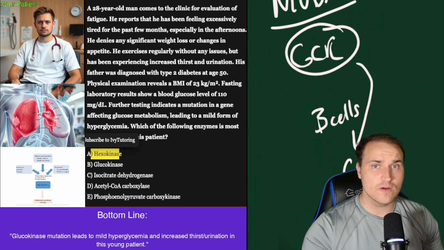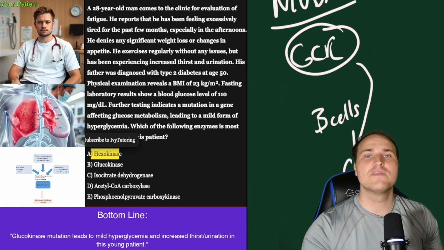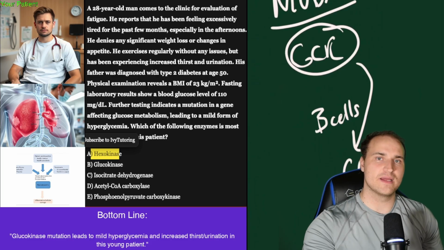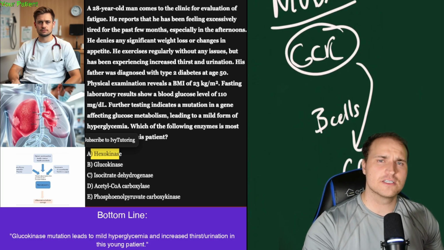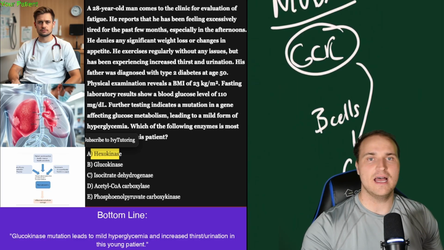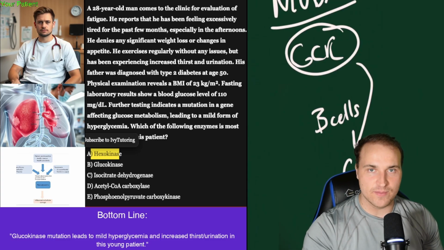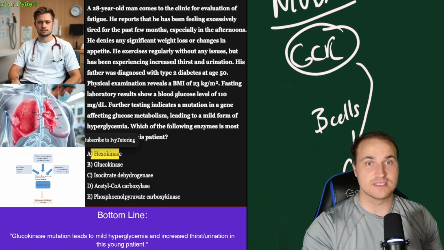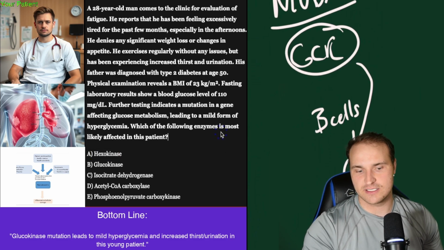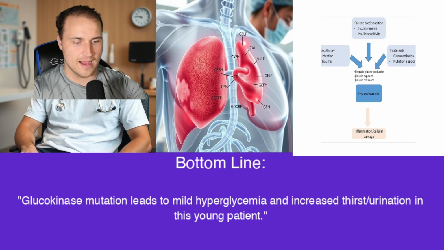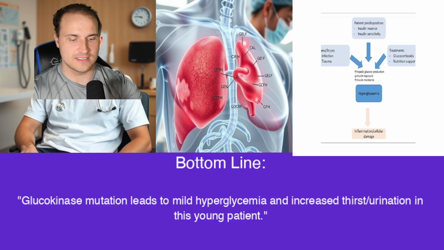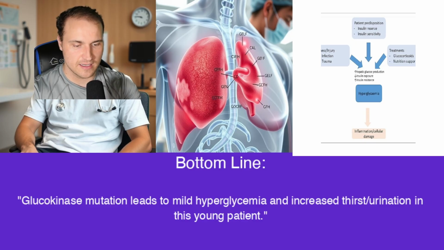In contrast, glucokinase is the sensor, right? It's found only in the liver and the pancreatic beta cells. That's super important: liver, pancreatic beta cells, glucokinase. Its function is it acts as a glucose sensor and it controls the insulin release in the beta cells. And the Km is high, so it has low affinity and it only works when glucose is high. It's not inhibited by its own product. It keeps going even if the glucose is high. That's the big difference between these two. Just wanted to explain that briefly and then say that glucokinase mutation leads to mild hyperglycemia and increased thirst and urination in young patients.